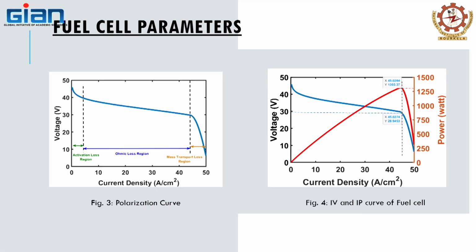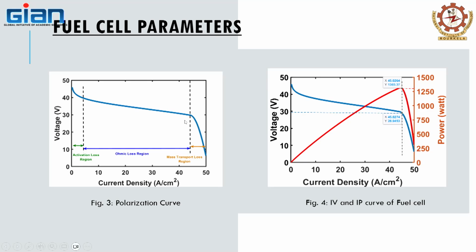These are the two figures associated with the fuel cell. The first figure depicts the polarization curve or voltage versus current curve of the fuel cell. Here you can see three different regions are present in this curve. First one is the activation loss region, second one is the ohmic loss region, and last one is the mass transport loss region. These losses we have seen in the previous equivalent circuit diagram.